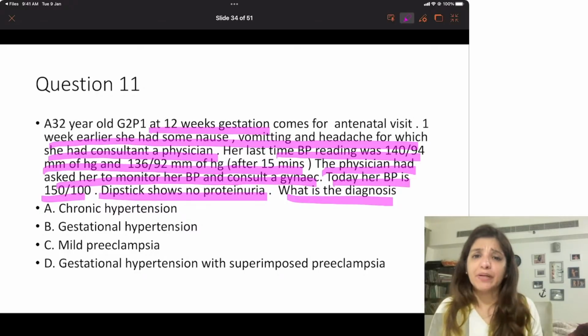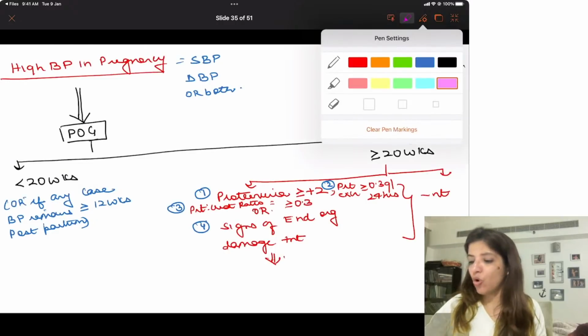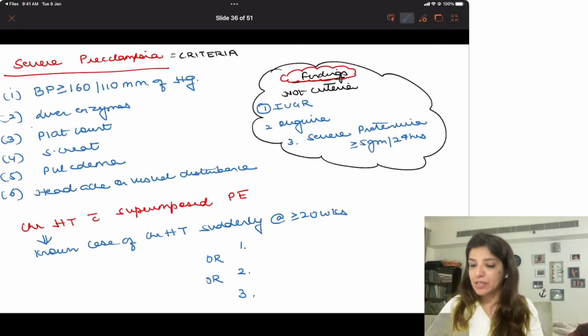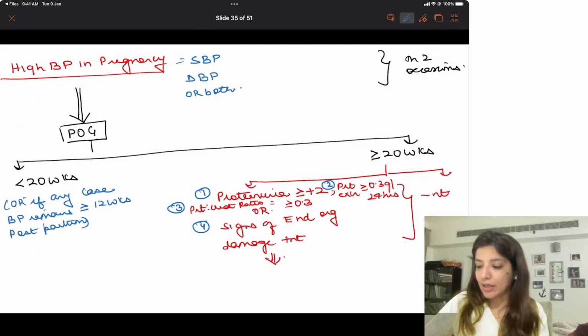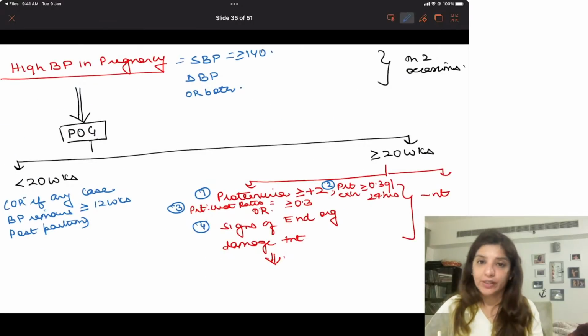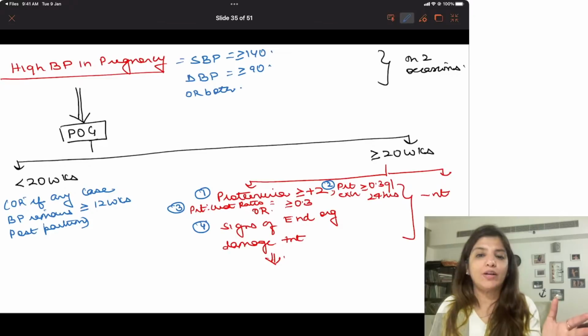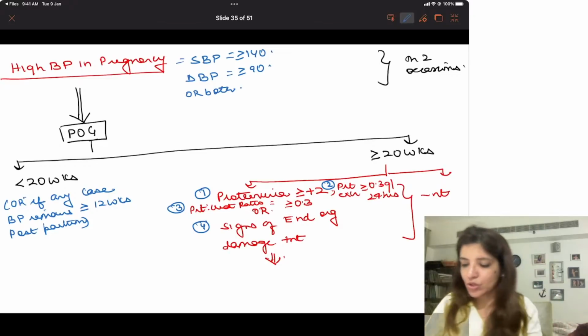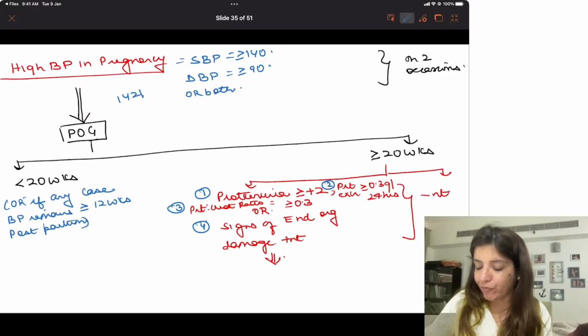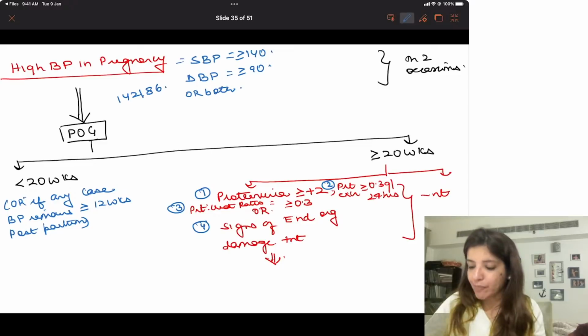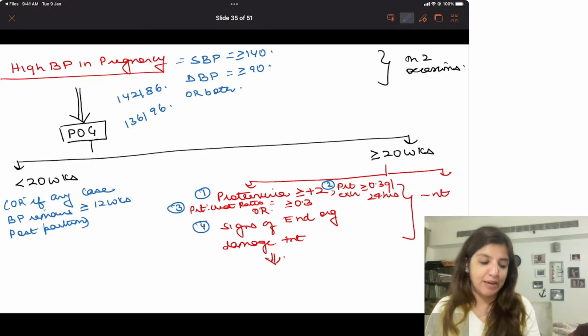Okay, so please remember that whenever you have a patient of high BP in pregnancy, what do you mean by high BP? High BP means either systolic BP is more than or equal to 140 or diastolic BP is more than or equal to 90 or both. So even if systolic is more than 140 and diastolic is, suppose, 86. So suppose a patient's BP is 142 by 86, then also that will be called hypertension. Or suppose her BP is 136 by 96, then also it will be called hypertension.